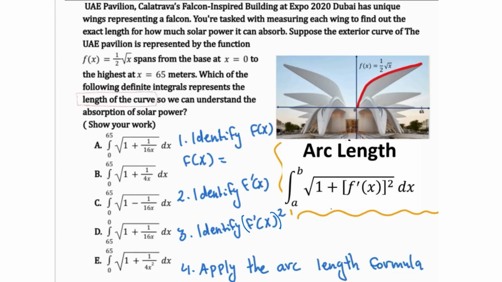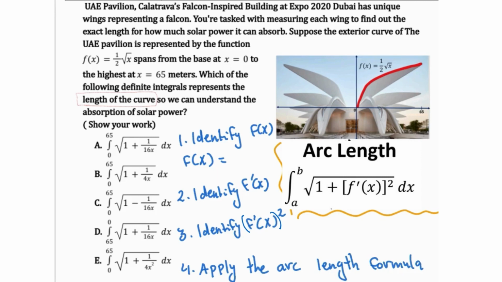In this question, we will calculate the arc length of a curve using definite integrals. UAE Pavilion, Calatrava's Falcon-inspired building at Expo 2020. Dubai has a unique wings representing a falcon. You're tasked with measuring each wing to find out the exact length for how much solar power it can absorb.